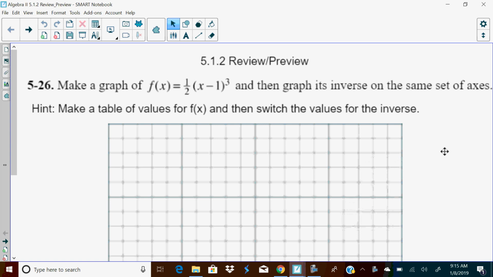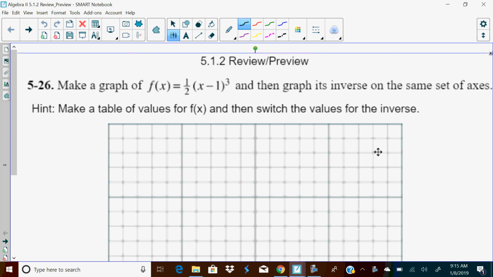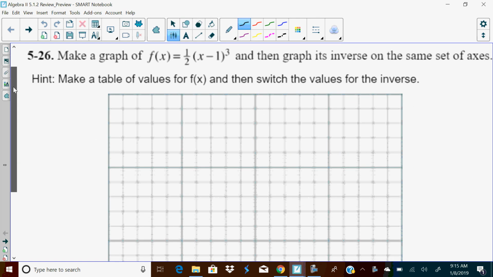Here's the homework for 512. So 526 is make a graph of the function 1/2 the group of x minus 1 to the third power, and then in the same graph its inverse. So one of the things you could do is use your graphing technology, or you could have made a table of values. So that's what I did.